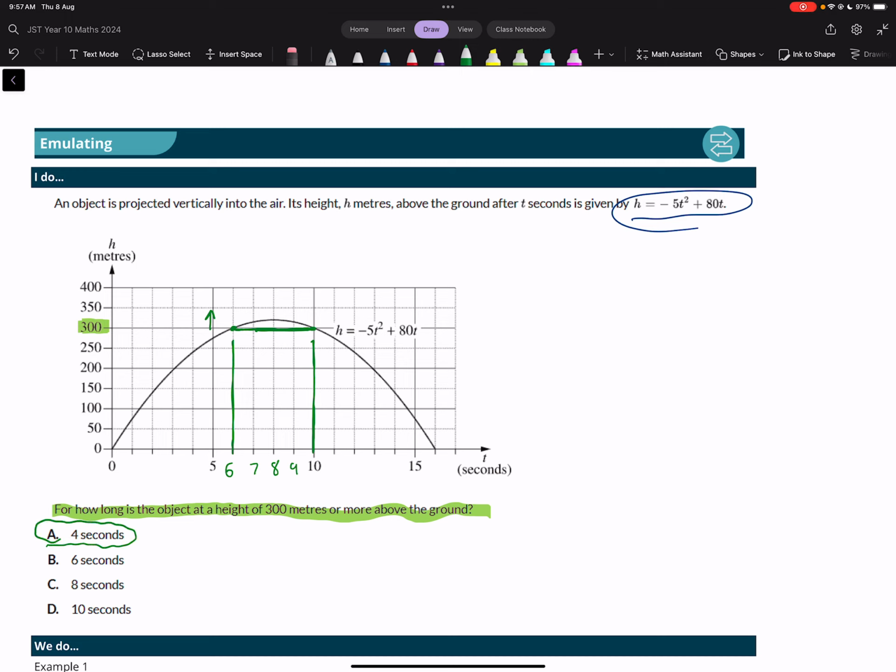4 seconds. You can see a question like that didn't actually really ask you to use any of the stuff we've learned so far in this unit. You just kind of had to use a bit of reasoning and know a little bit about how to read a graph, which we all should by now.